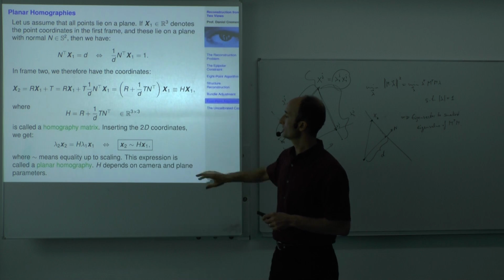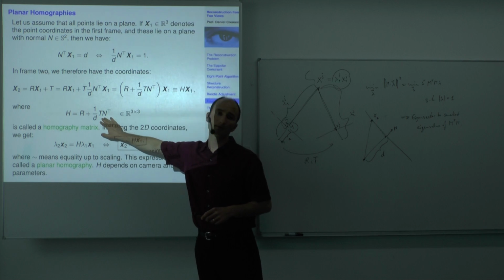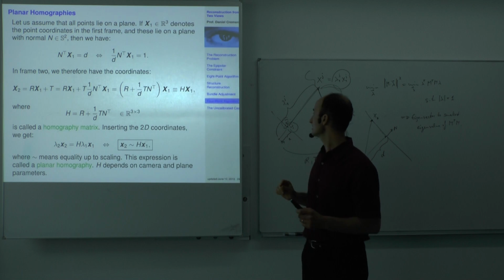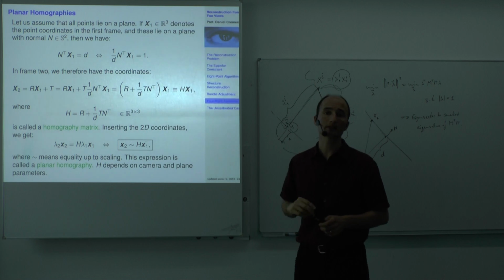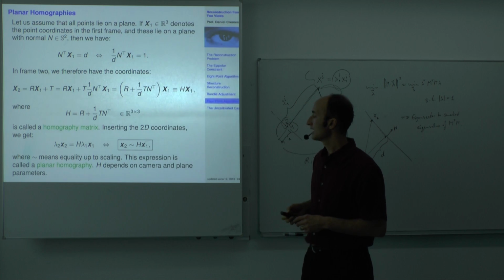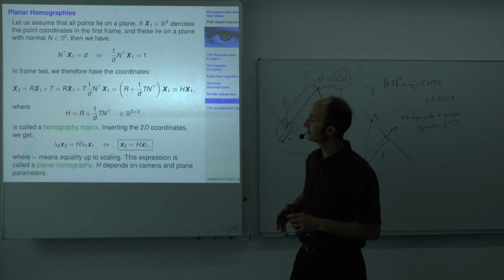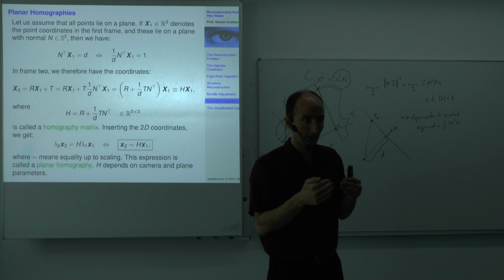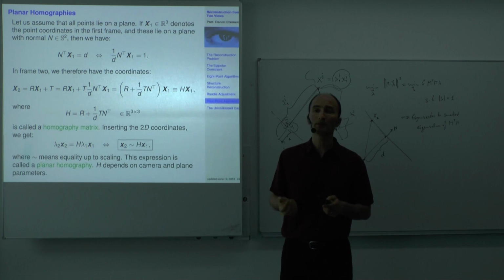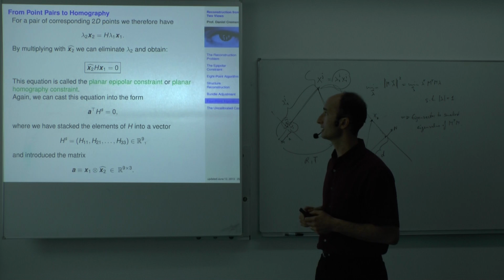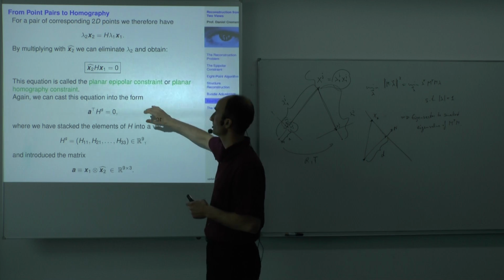What's important is this homography matrix depends on the camera transformation and on the plane parameters. But it does not depend on the 3D coordinates. It does not depend on the 2D coordinates. And what we can do now with this additional knowledge, working with the assumption that what we observe is on the plane, we can now reformulate the epipolar constraint and get a so-called homography constraint. Sometimes it's called planar epipolar constraint.